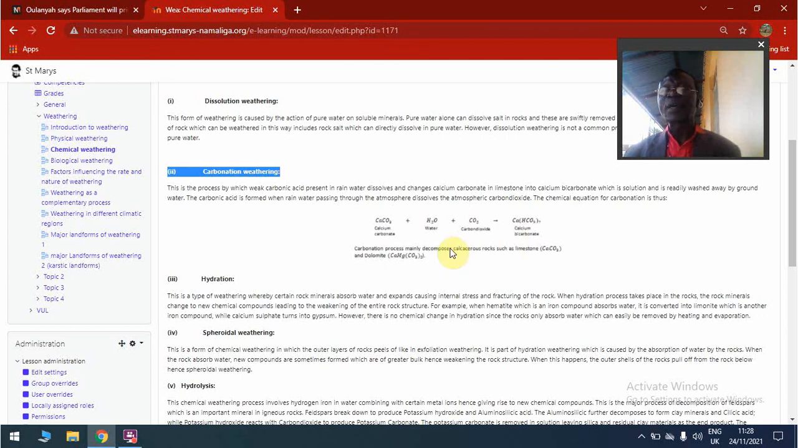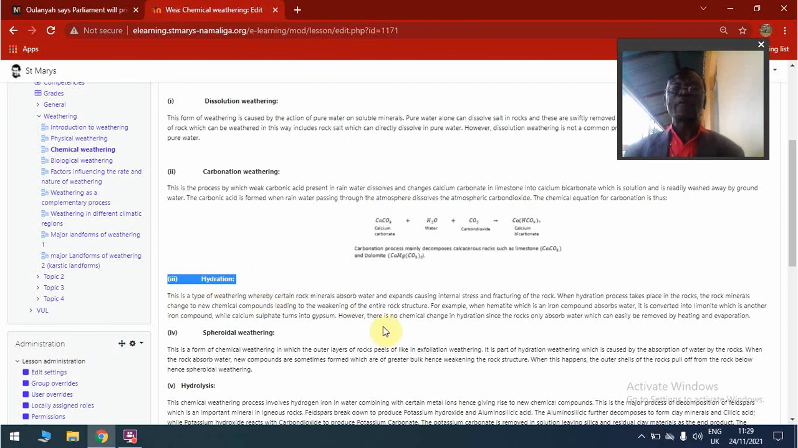So in this sense, you can see that chemical weathering has already taken place because the calcium carbonates or the limestones are chemically dissolved, and the resultant effect of the weathered particles is what we call the calcium hydrogen carbonate, which occurs in a solution form. So that is the carbonation weathering process.